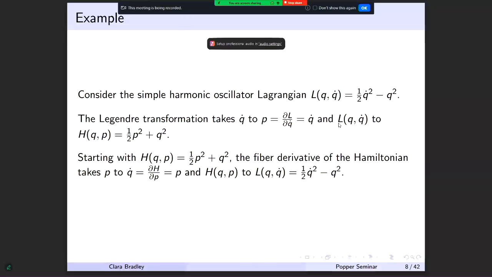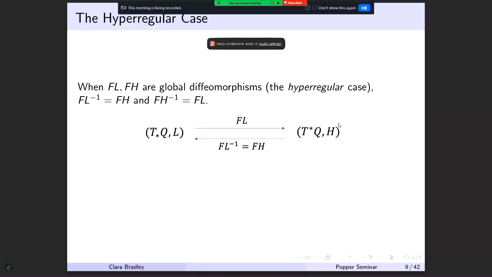And it turns out that this is true whenever it's the case that this Legendre transformation and this fiber derivative of the Hamiltonian have the property of being what's called global diffeomorphisms. Essentially, it's just like the points of tangent space and the points of cotangent space are kind of bijectively related to each other. And this is called in the literature the hyperregular case. Why it's called hyperregular is not super important.